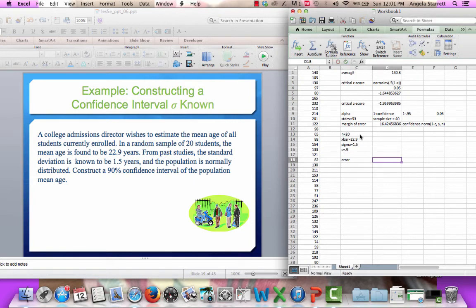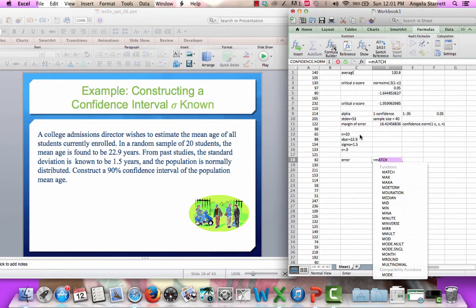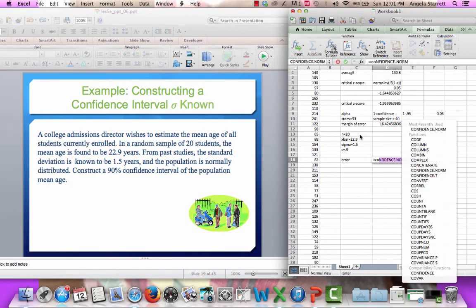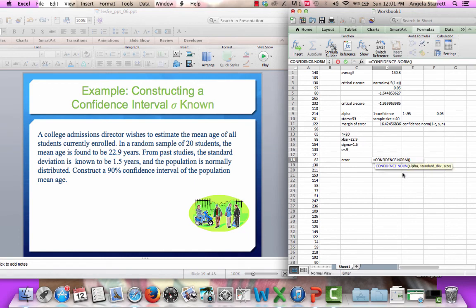Well, our error is going to be confidence norm of 1 minus 0.9, standard deviation is 1.5, and our sample size is 20. Okay, so we're getting an error of 0.55.